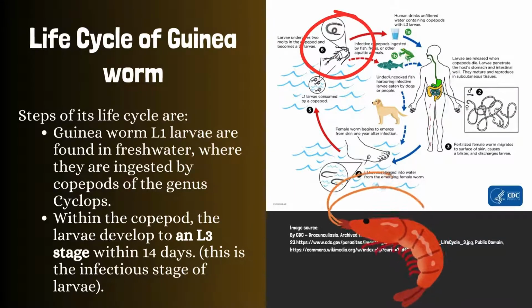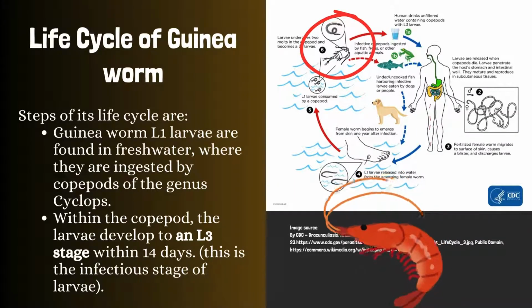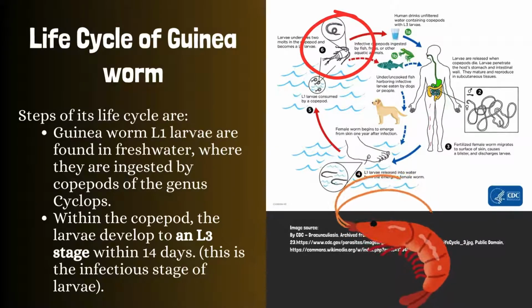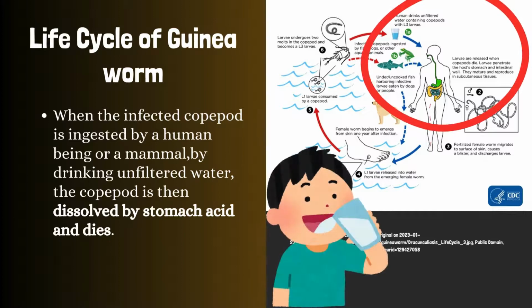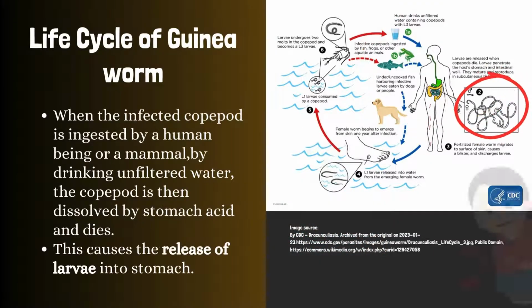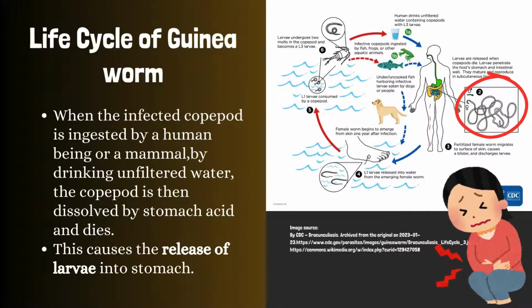Within the copepod, the larvae develop to an L3 stage, within 14 days. This is the infectious stage of larvae. When the infected copepod is ingested by a human being or a mammal, by drinking unfiltered water, the copepod is then dissolved by stomach acid and dies. This causes the release of larvae into the stomach.